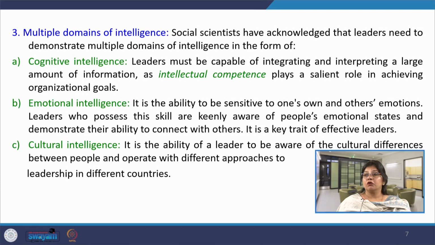The other is emotional intelligence. It is about understanding and becoming aware of not only one's own emotions, but emotions of the other group members. Understanding the emotions of the other group members will help members to adapt to different new situations. So, it is the ability to be sensitive not only to their own, but others' emotions, and possess the skill where people's emotional states demonstrate their ability to connect with others, and it is a key trait of being an effective leader.